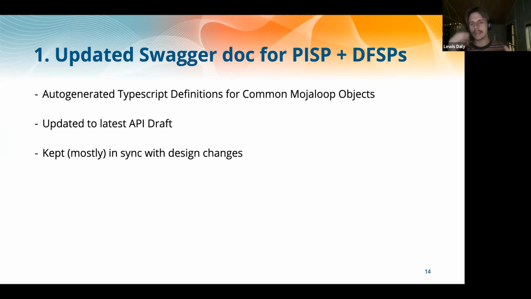You can import definitions and use them directly in your TypeScript code, and you get nice auto-completion, strong typing, and all the code niceties that go along with that. We've got these updated to the latest API draft like we wanted, and they're in sync as much as we can manage as the API draft changes. So I'd say this objective we did complete successfully.